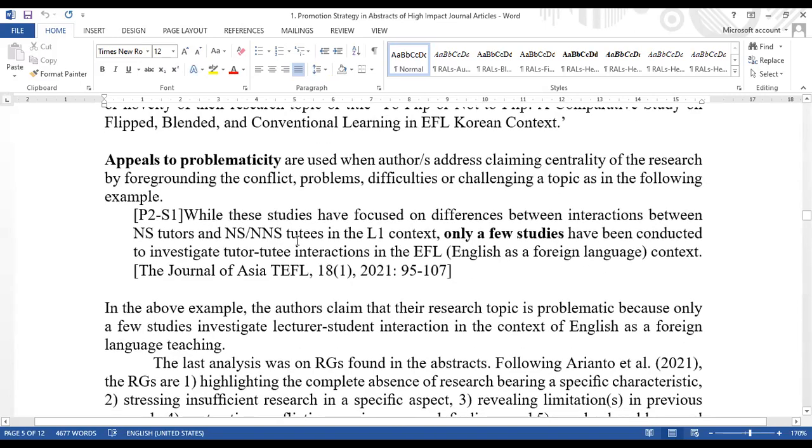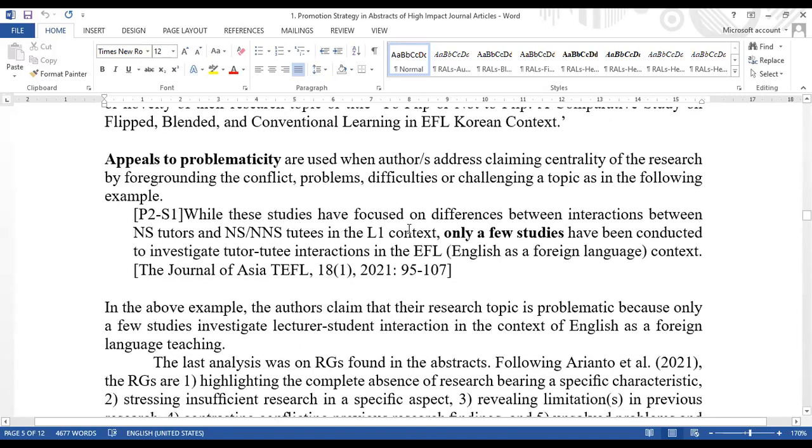And appeals to problematicity, here: only a few studies. So this is the problem. This is called a research world problem, not a real world problem. So if you find a statement like this, only a few studies, you can classify this into appeal to problematicity. Like the abstract that we have just looked at, it can be classified into appeal to problematicity.